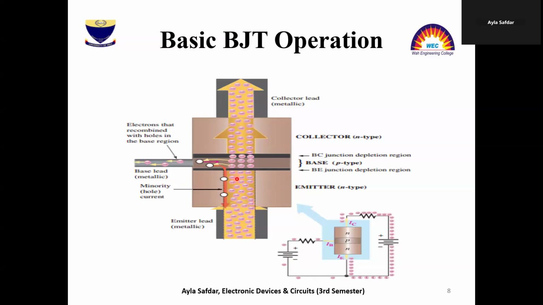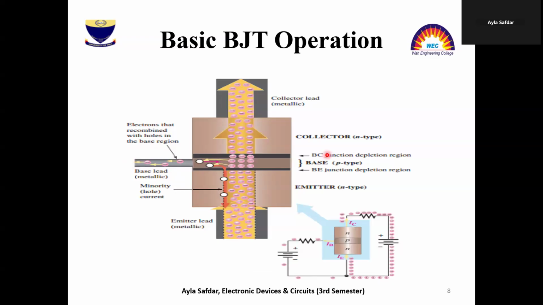So very few electrons will recombine with the holes, and they will move outward as conduction electrons. Basically, the electrons that recombine with the holes in the base region are shown here. So we have a huge amount of current flowing through the emitter. Very little current flows towards the base terminal, and the rest will cross.